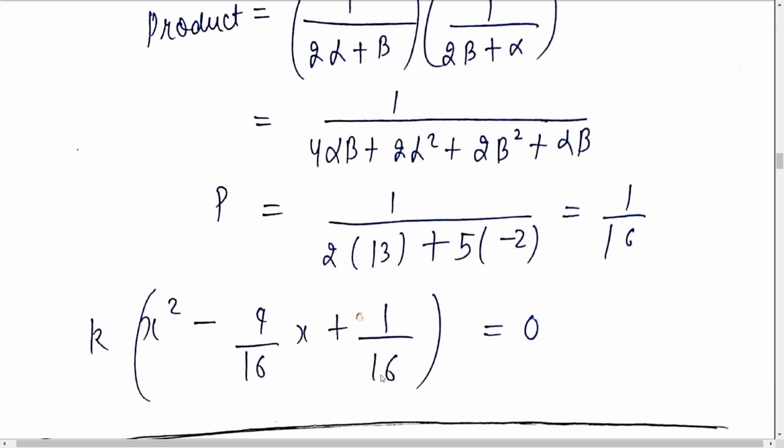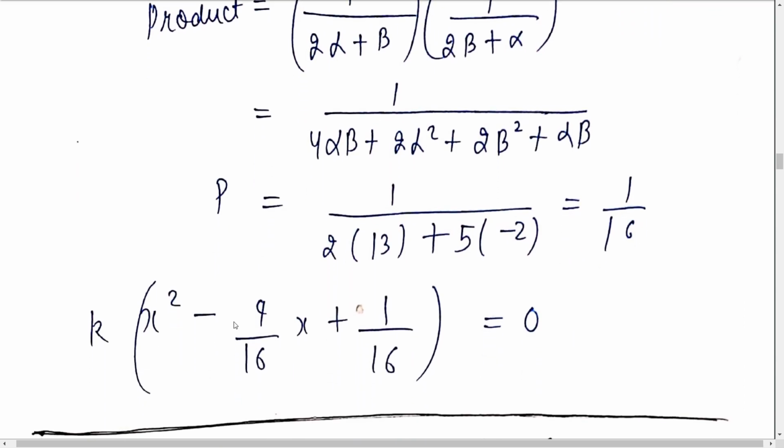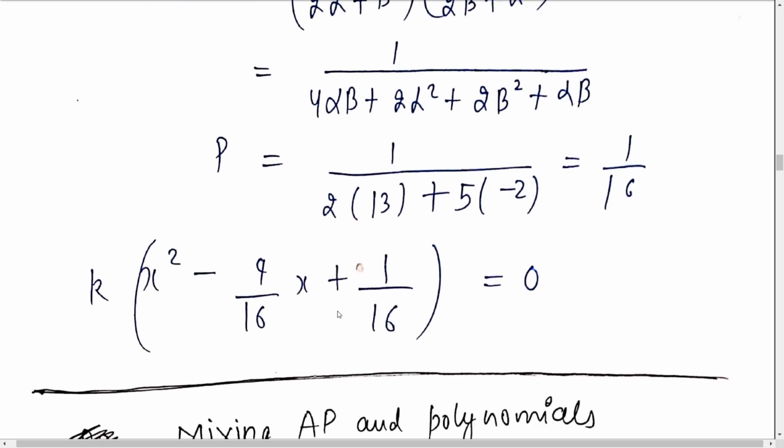Again, the polynomial will be x square minus sx plus p. S was 9 by 16, P is 1 by 16. So any multiple of this quadratic polynomial can satisfy the answer, right?